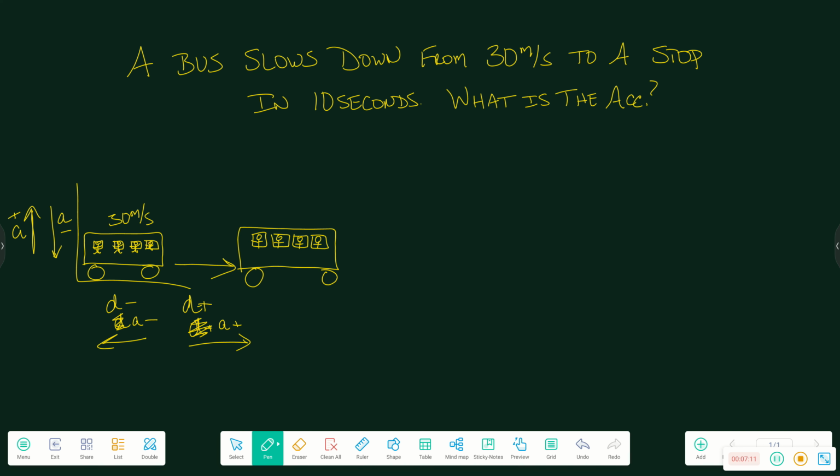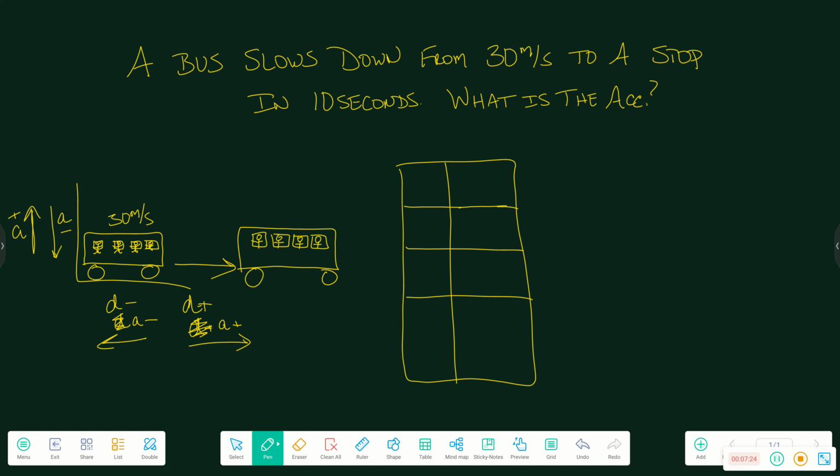Okay, so in 10 seconds. So now, next thing, what do you do? Draw your chart. Okay, and on any assessments, I will have the chart already drawn for you, so that way you don't have to worry about doing this part. So initial, final, acceleration, time, and distance. Distance you don't have in the problem. A bus slows down from 30 meters per second. Anytime you see from, that's going to be your initial velocity. So 30 meters per second is your initial velocity.